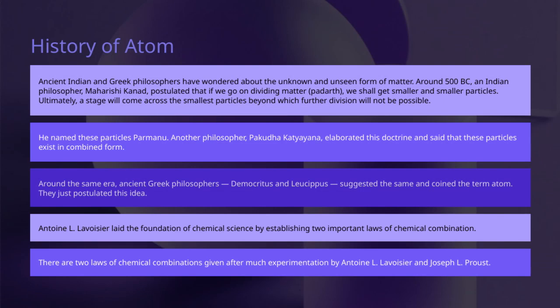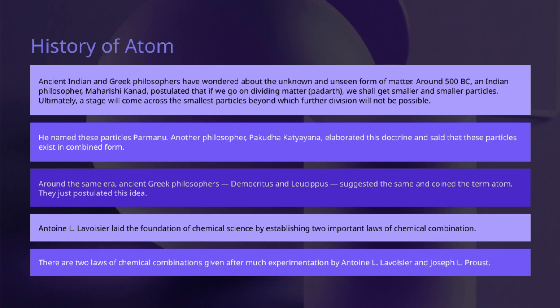There are two fundamental laws of chemical combinations that were established after extensive experimentation by Antoine L. Lavoisier and Joseph L. Proust. These laws laid the groundwork for our understanding of how elements combine to form compounds. Around the same time, ancient Greek philosophers like Democritus and Leucippus proposed similar ideas. They introduced the concept of the atom, which means indivisible or fundamental particles. They called these particles parmanu, meaning tiny, indivisible units.